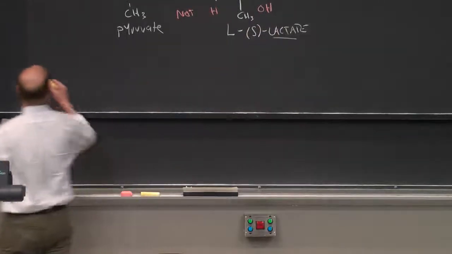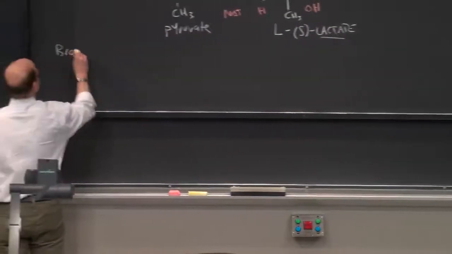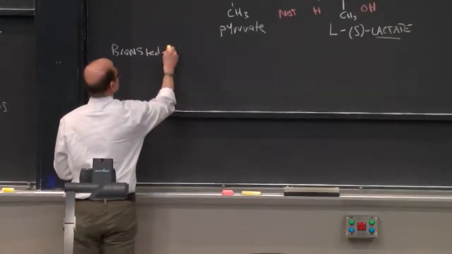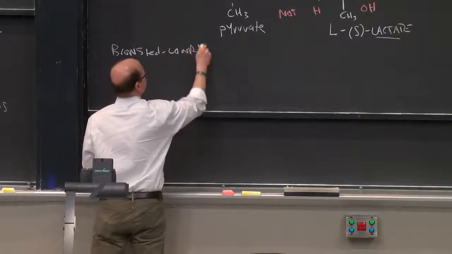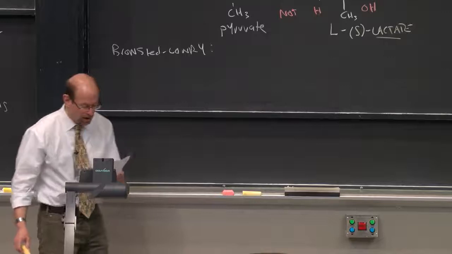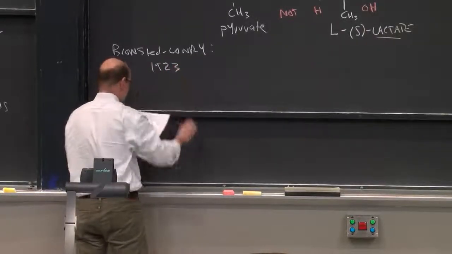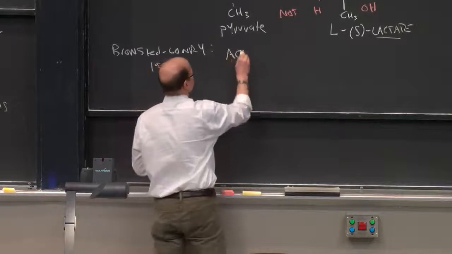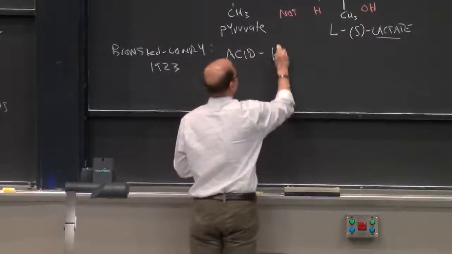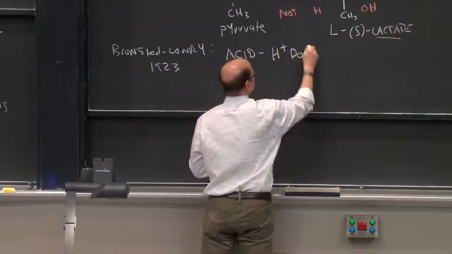So we're going to start out with the Bronsted-Lowry definition of an acid and a base. Bronsted was in Denmark. Lowry was in England. They formulated this idea in 1923. And what they said was, as you know from high school chemistry, that an acid was a proton donor.